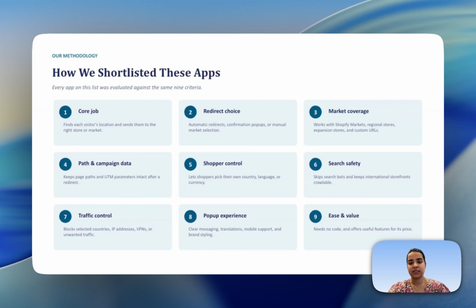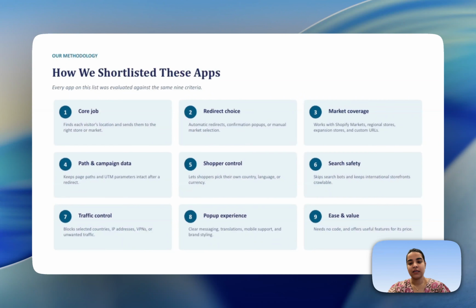Market coverage: does it work with Shopify markets, regional stores, expansion stores, and custom URLs? Path and campaign data: does it preserve page paths and UTM parameters after a redirect? Shopper control: can shoppers pick their own country, language, or currency? Search safety: does it skip search bots so international storefronts stay crawlable?